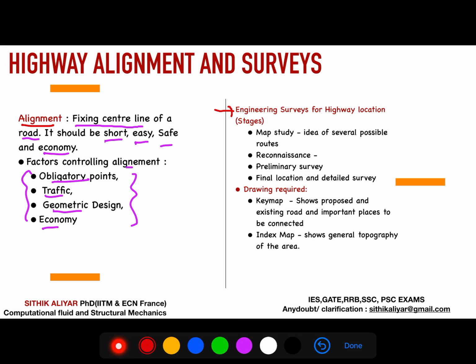Okay, first it's fixing a highway location, whether the road has to go this way or not. Step 1 is the map study. You take the city map, and if you have a town A and a town B, you study all the possible routes which can go from town A to town B. I will take the total map and consider the several possibilities. I will do the reconnaissance survey, then I will do the preliminary survey.